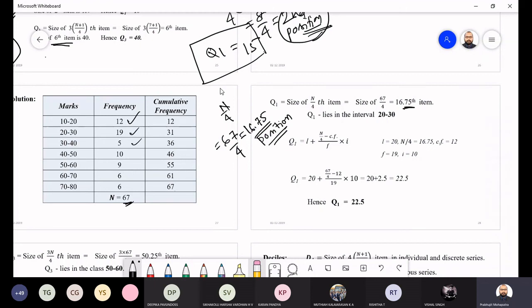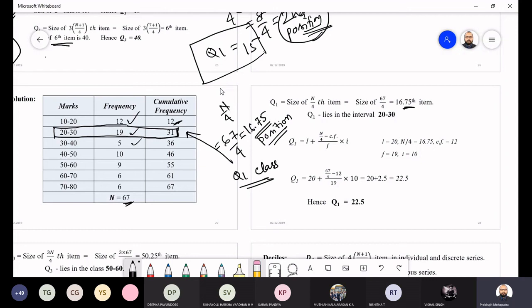So 16.75 will lie where? It will lie in this class. Correct or not? Why? Because up to this only 12 data are there. You need 16.75, so this will lie in between the 16th and 17th position. 16 to 17 data is lying here. Getting or not? So this class is the Q1 class.